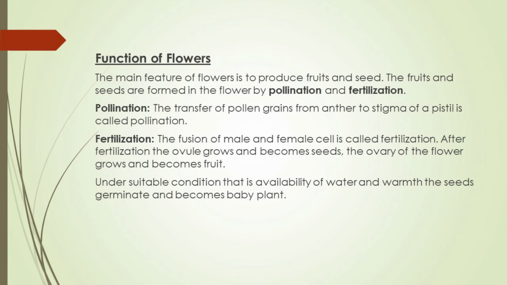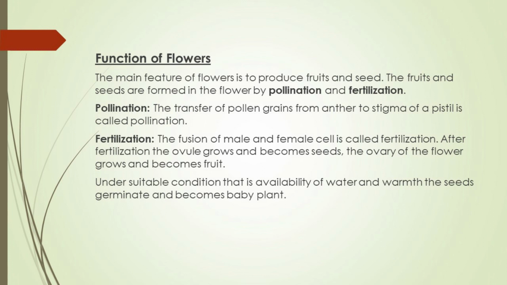So fertilization is the fusion of male and female cells. After fertilization, the ovules grow and become seeds, and the ovary of the flower swells and becomes fruit. And when these seeds get water and warmth, then the seed germinates into a new baby plant.